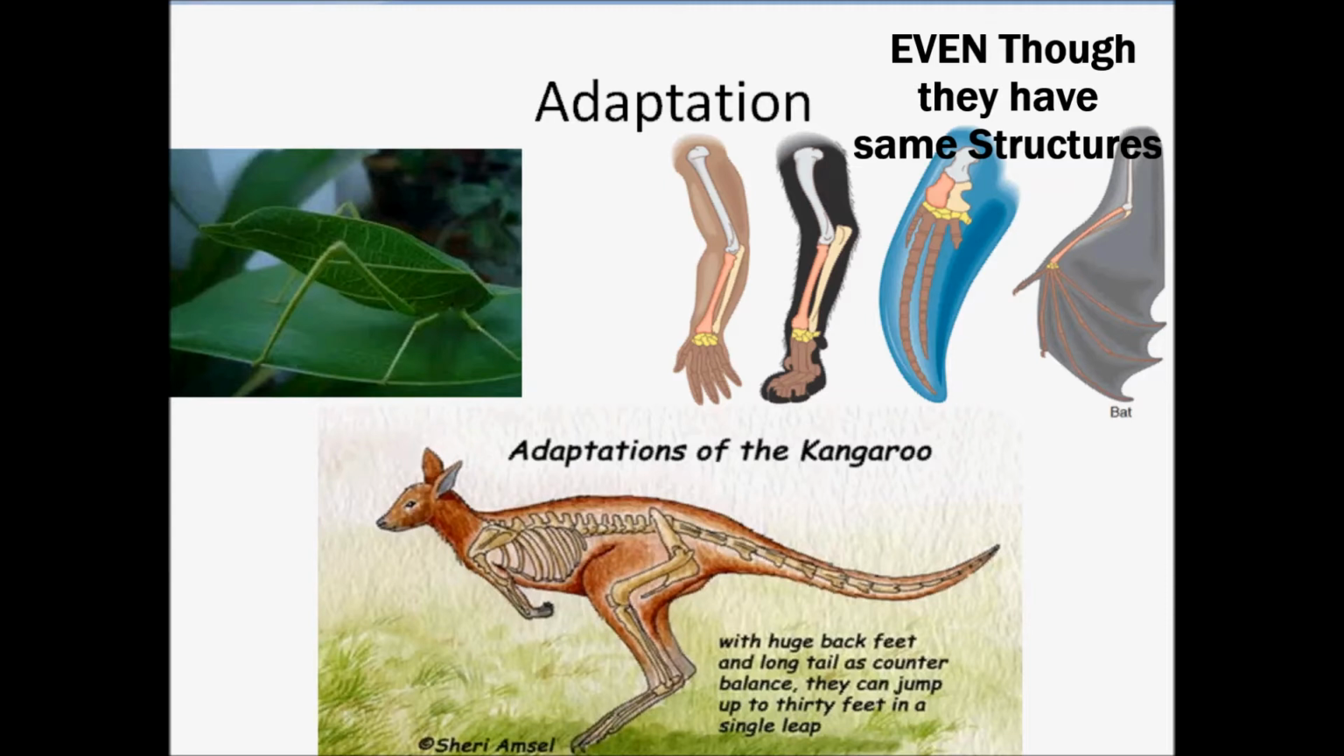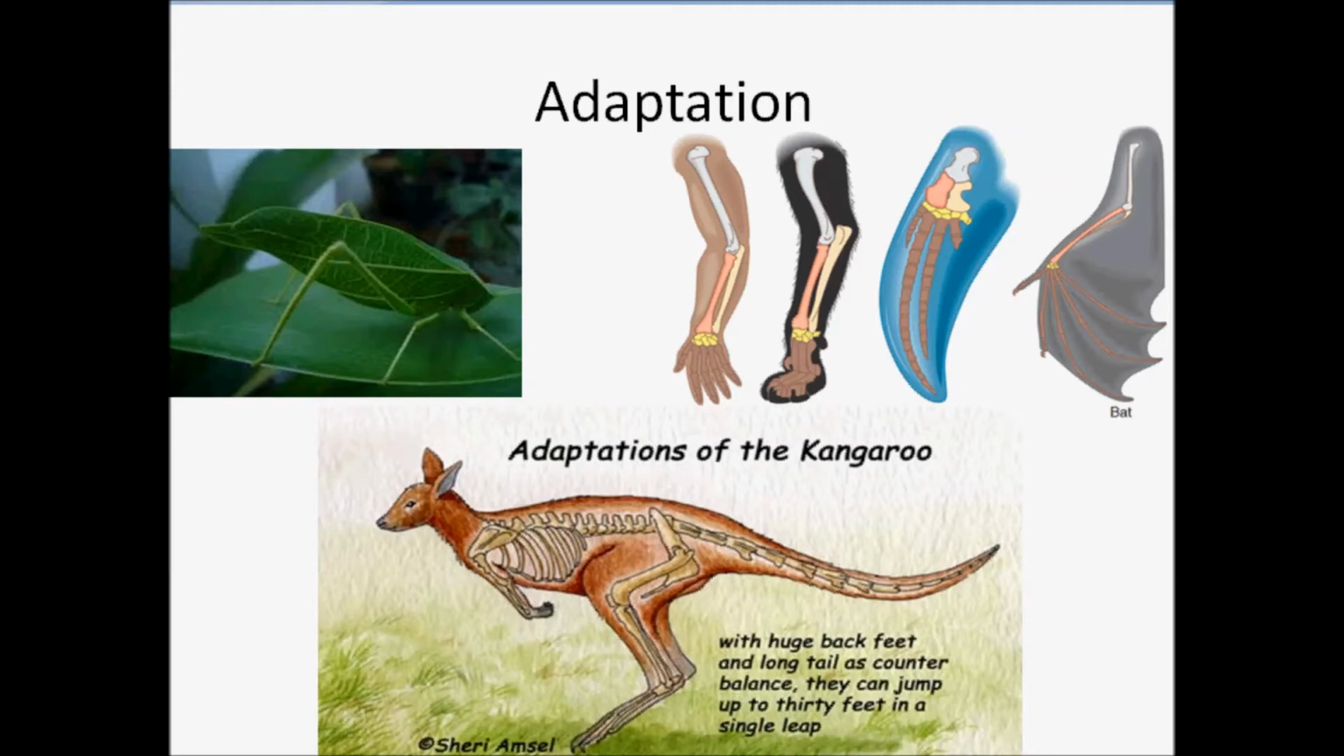And on the bottom you see a kangaroo. The most significant thing about the kangaroo is that it needs its tail to balance itself. It can jump really high, which is needed for the survival of the kangaroo, and its tail, because it needs to jump high. It has really long legs.